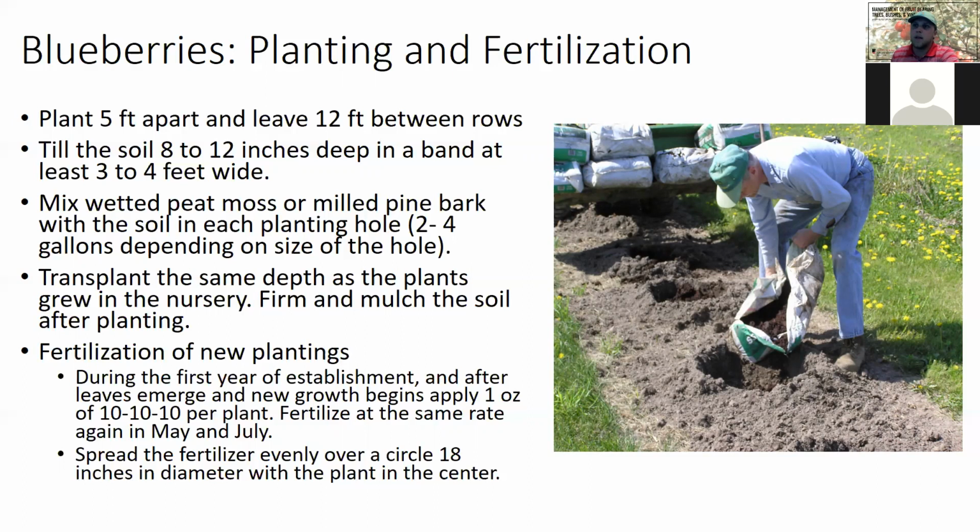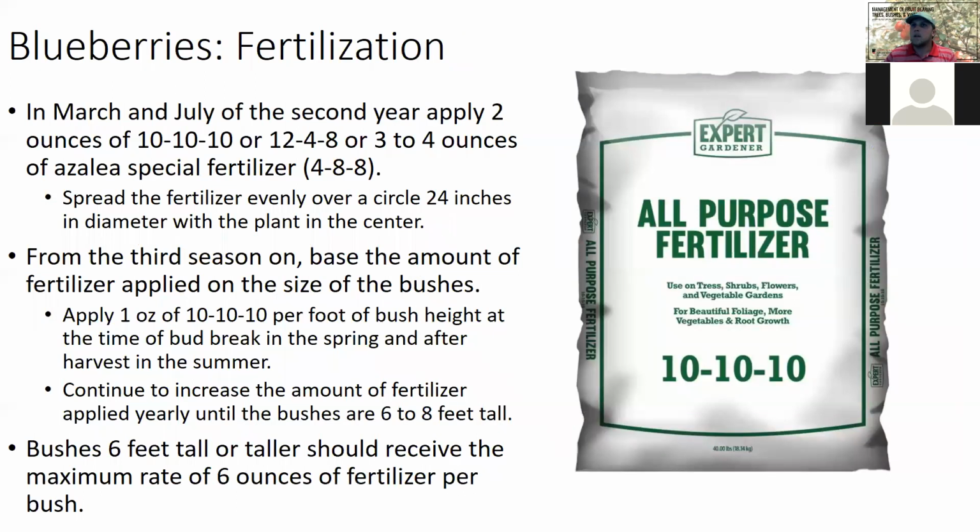Spread that fertilizer evenly in a circle about 18 inches with the plant being in the center. Don't pile the fertilizer up on the plant stem. Start out about 4 to 5 inches from the plant and do it in about an 18-inch circle. So in March and July of the second year, apply 2 ounces of 10-10-10 or 12-4-8, or 3 to 4 ounces of azalea special fertilizer 4-8-8. This is just giving you some more options there.